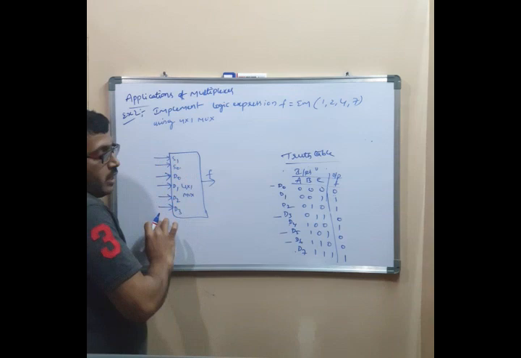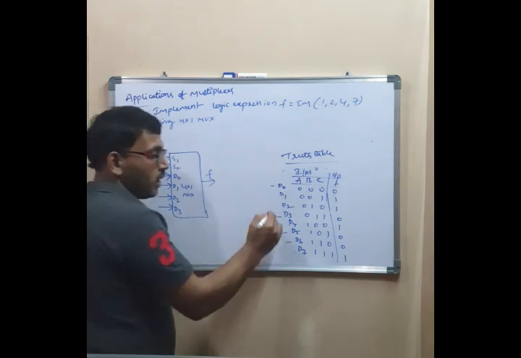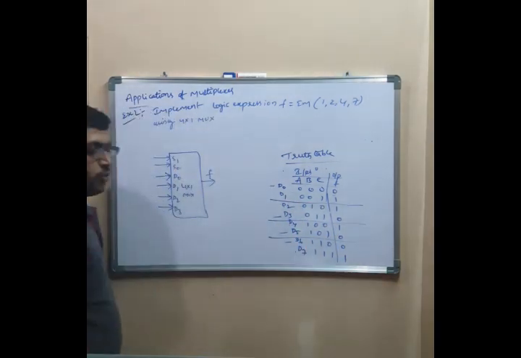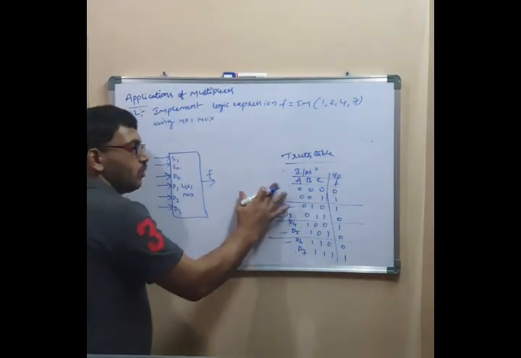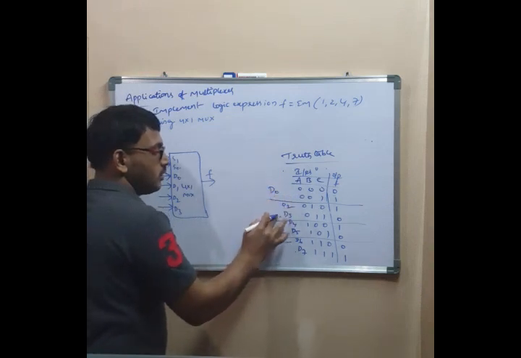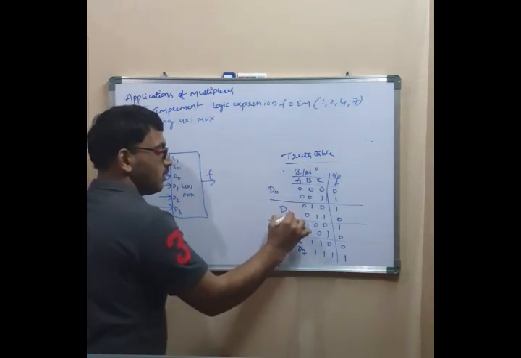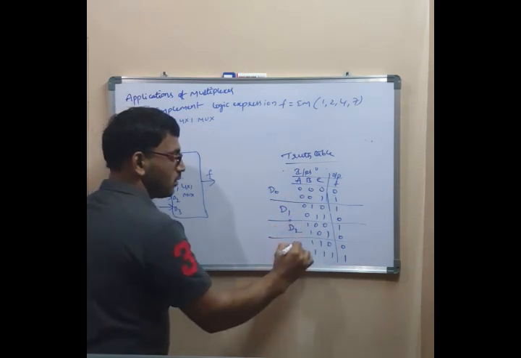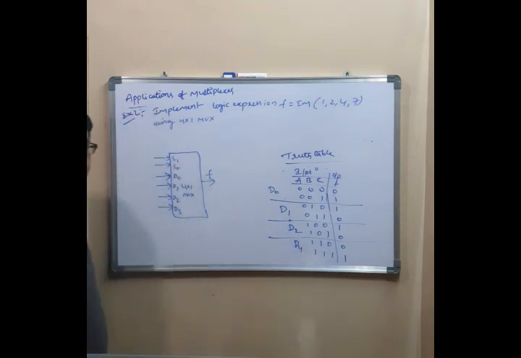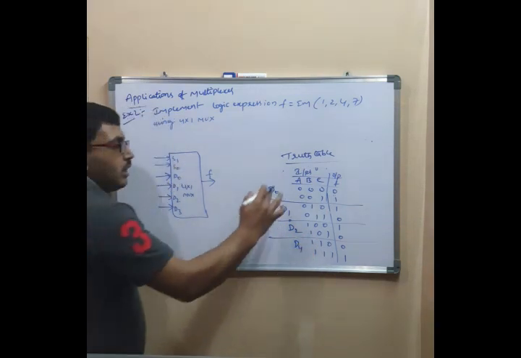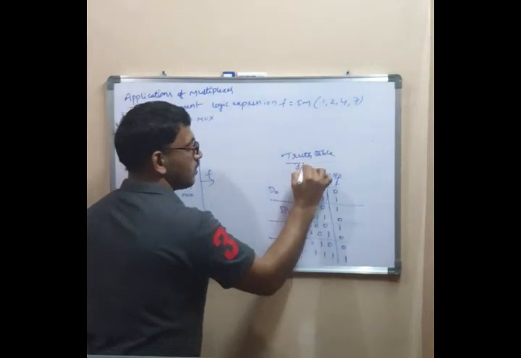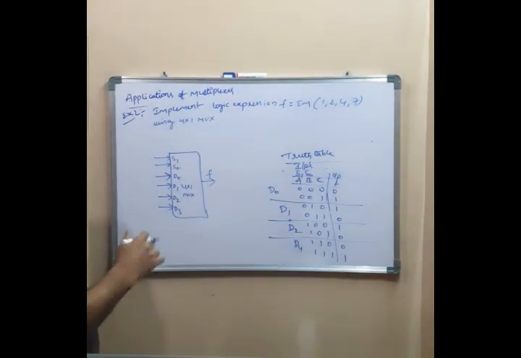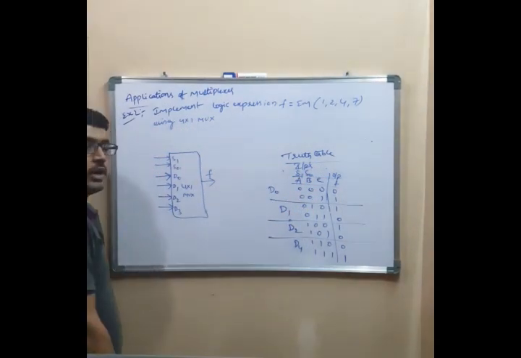As there are 4 data inputs, I will categorize this truth table into 4 parts, 1, 2, 3, 4. Now I will treat this as D0, this as D1, this as D2, this as D3. And I will treat these as S1, S0. I will leave C as it is, right?